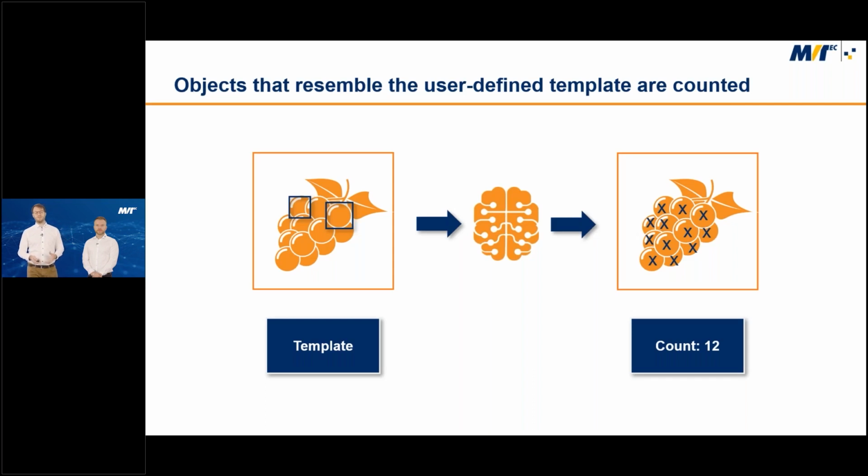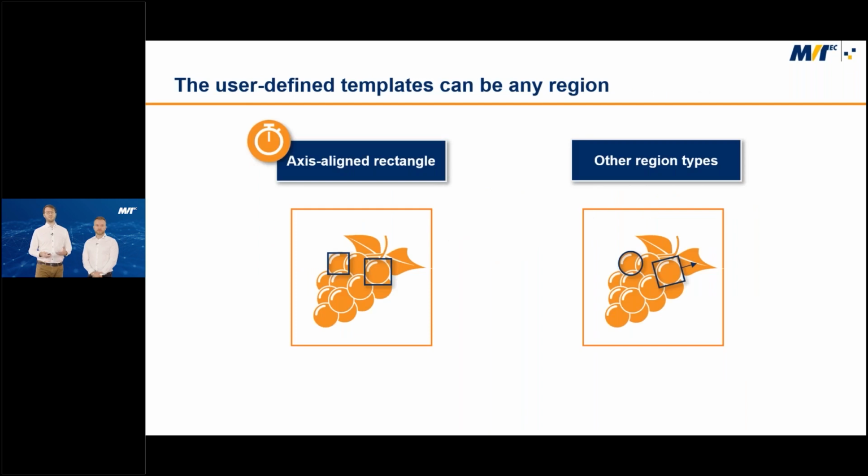And what I can do now is I can use different template regions. So first of all, what you see here are axis-aligned rectangles. We strongly encourage you to use axis-aligned rectangles if it's possible, because it's the fastest way to use deep counting. So something like this. But you can also use other region types. So for example, circles or rectangles with orientations.